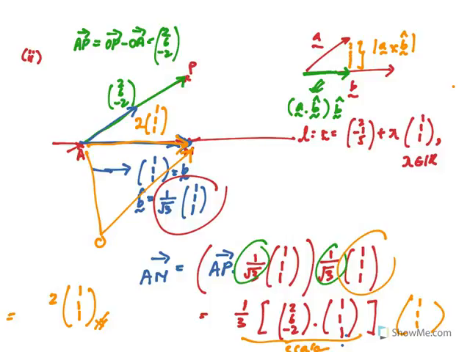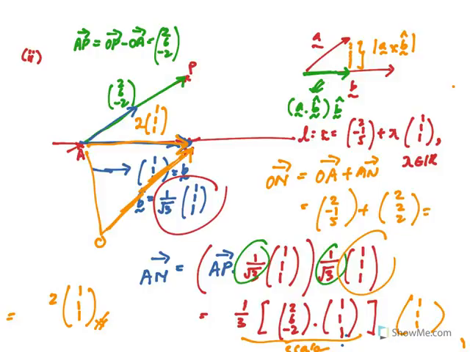Okay, so we want to find the foot of the perpendicular. So that is actually ON. How to find ON? I want to find this ON. So actually ON is just equal to OA plus AN. Easy, right? Easy game. So OA is 2, negative 1, 5, plus 2, 2, 2, equals 4, 1, 7. It's actually very easy.